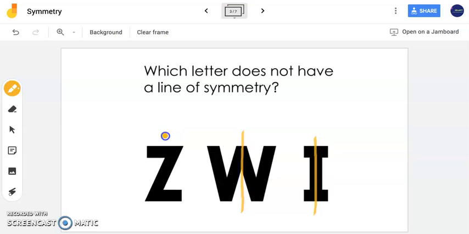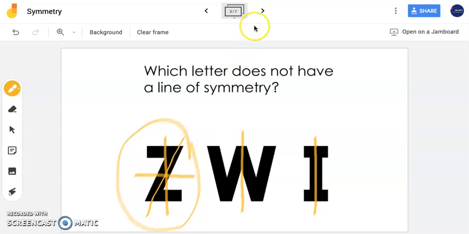But now if I do that for Z, I notice it doesn't work. So now I'm going to try a horizontal line. And I notice that doesn't work either because there's a different amount above and under it. And now if I go diagonal, and I fold right on that line, I'm going to find that doesn't work either. If you want to prove this, I recommend drawing the letter Z on a piece of paper and folding that letter in different directions to help you see this visually. I noticed that there's no way I could draw a line of symmetry in the letter Z. So to answer this question, which letter does not have a line of symmetry, it would be letter Z.